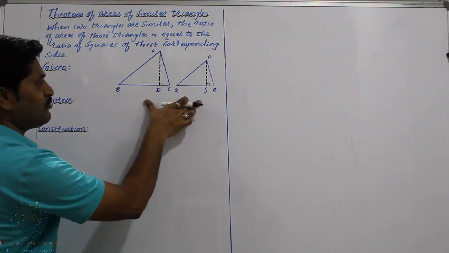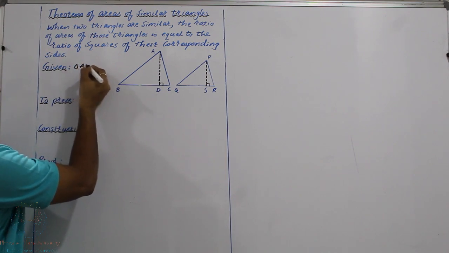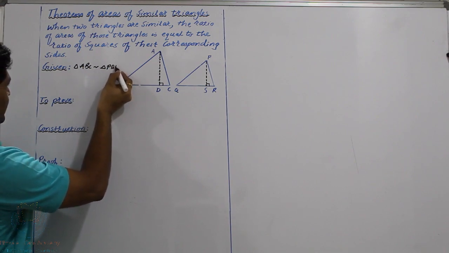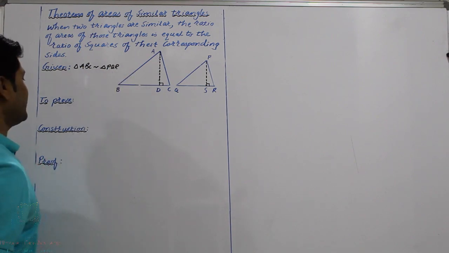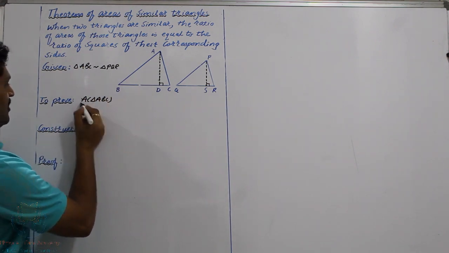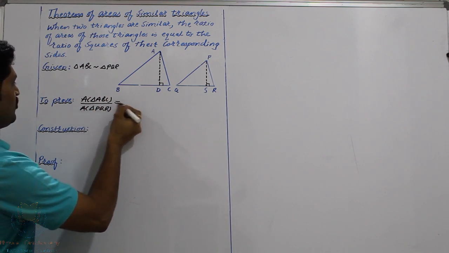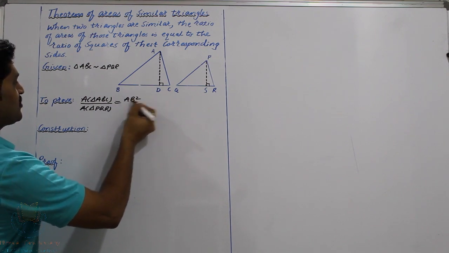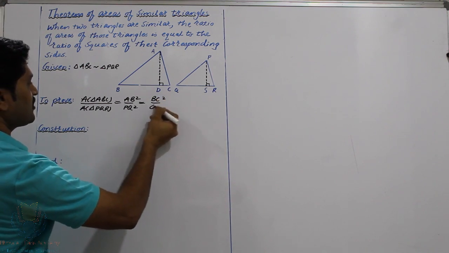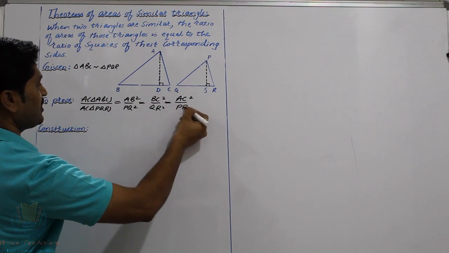So we will write the given. Simply we have to write the names of triangles which are similar to each other. Here triangle ABC is similar to triangle PQR. We can take any two triangles, XYZ, LMN, etc. Here we have to prove that area of triangle ABC upon area of triangle PQR is equal to AB square upon PQ square, which is equal to BC square upon QR square, which is equal to AC square upon PR square.